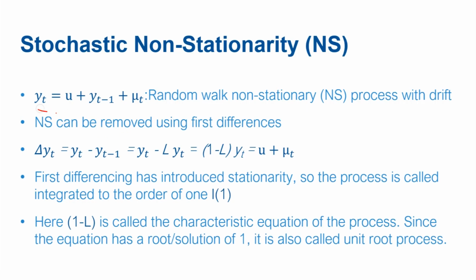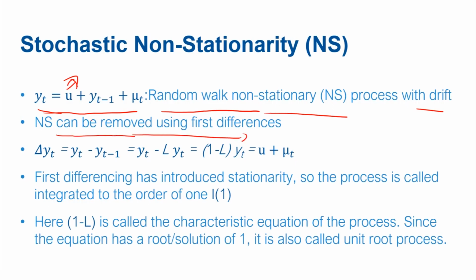This kind of non-stationarity, this is the generic expression where we have taken the drift also. This is often referred to as a random walk non-stationary process or a stochastic non-stationary process with drift component. This is the drift component. The easiest way to remove this kind of non-stationarity is through taking first differences. What do we mean by this? So we have this yt process.